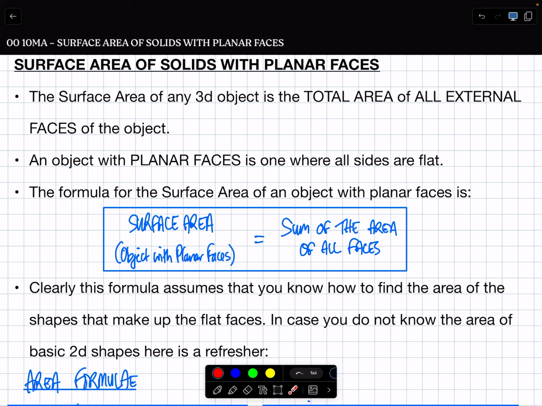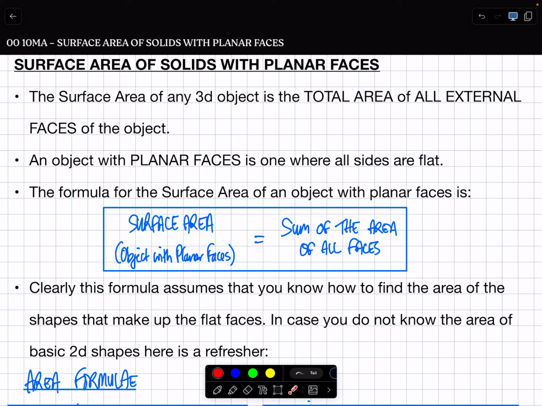So if I looked at this cone, would that be planar? Are all the sides of this flat? No, it's kind of round, conish on the outside. However, if I looked at this pyramid here, are they all flat? Yeah. So that's what we're talking about here.